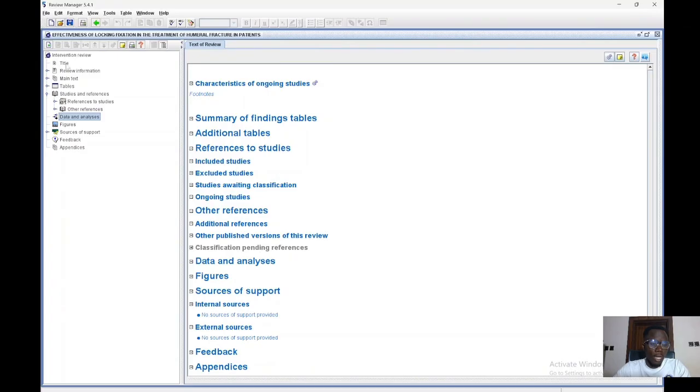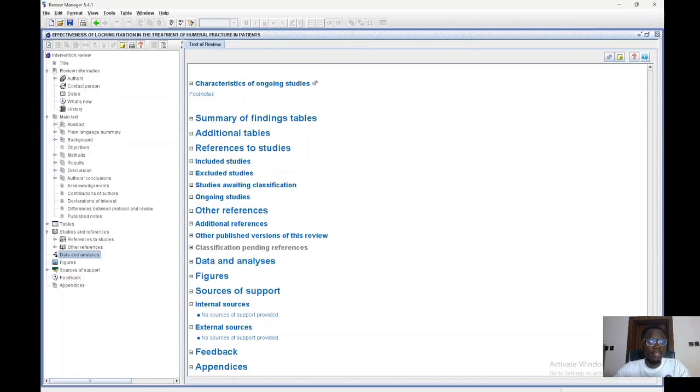This is what we call the title. This is the review information. This is the main text. Now this is the tables, some of the tables that you might want to include. Maybe you can just manually write them in, like the study summary of findings and a lot of them. Now, you also have the studies and references. What does this mean? This is where you enter your studies, because you've now gotten information from several places and you need to enter it. So that's where you're going to enter it.